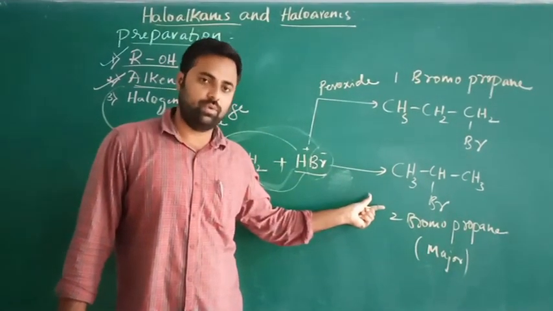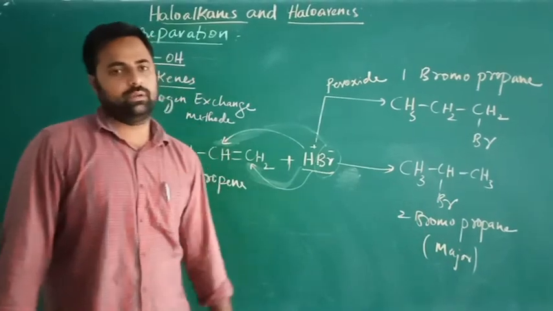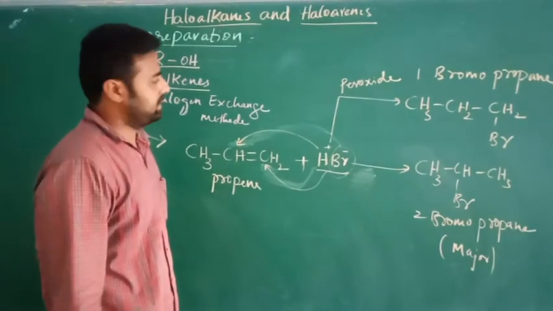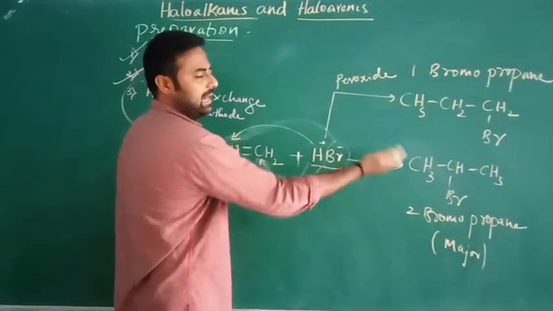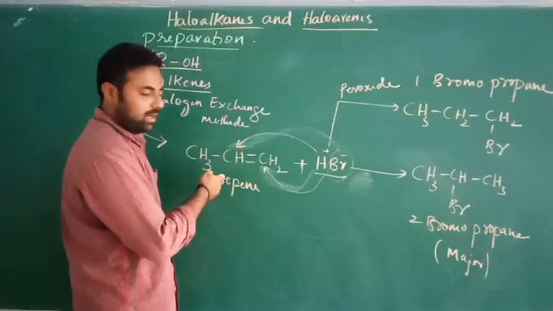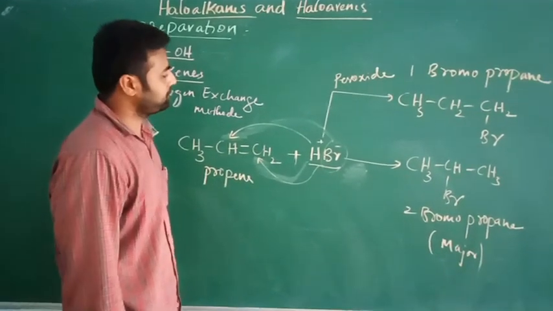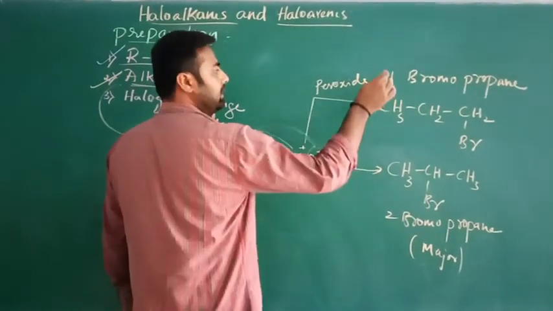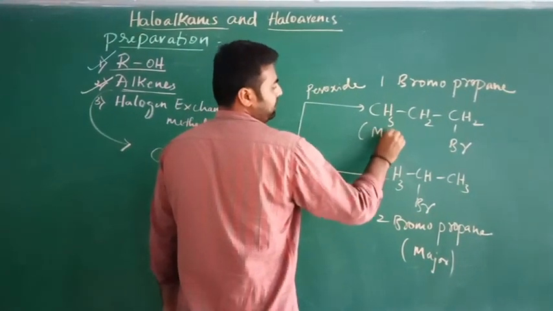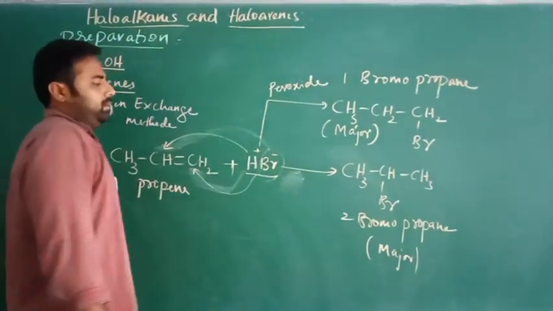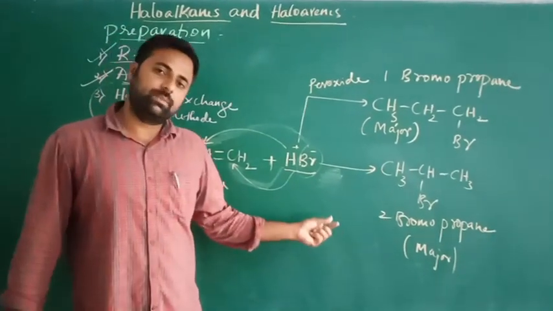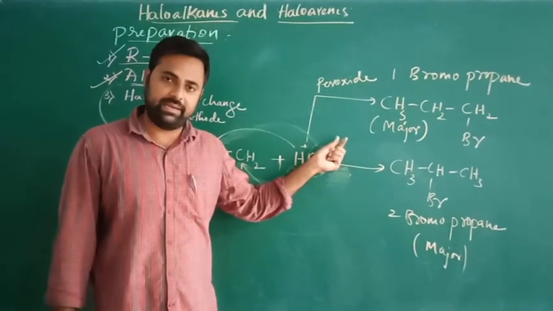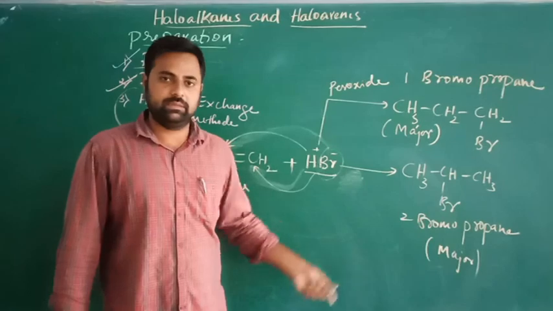And this is the Markovnikov product. Very simple reaction. And this reaction is also called the peroxide effect. These are the alkyl halides which are obtained by treating alkene with the respective haloacids. This is the Markovnikov product. This is the anti-Markovnikov product. And in the presence of peroxide, this is the major product. According to the Markovnikov rule, electrophilic substitution reaction will take place. According to the anti-Markovnikov rule, free radical mechanism will take place. And these are the products obtained.